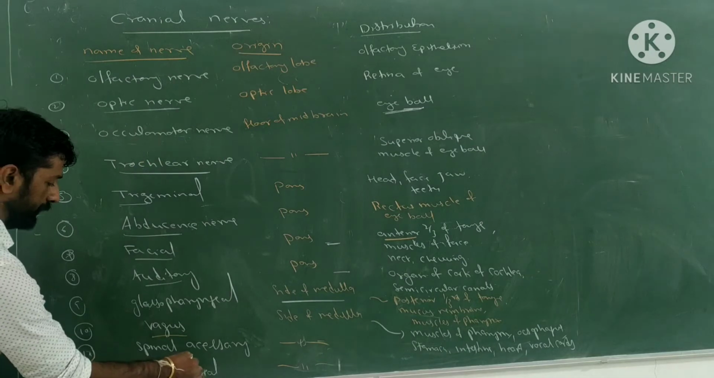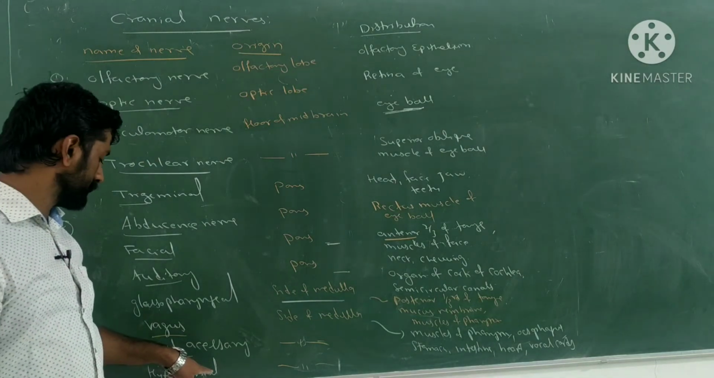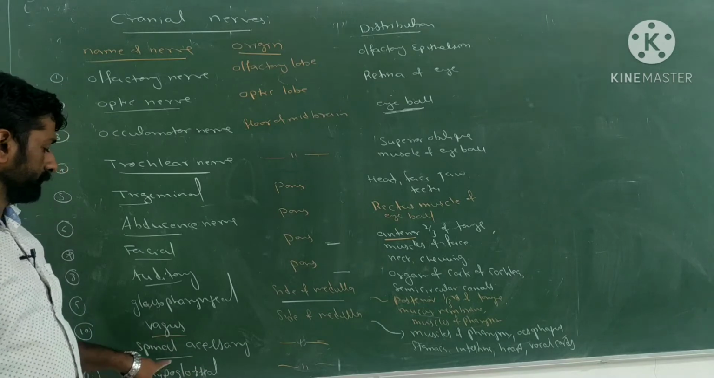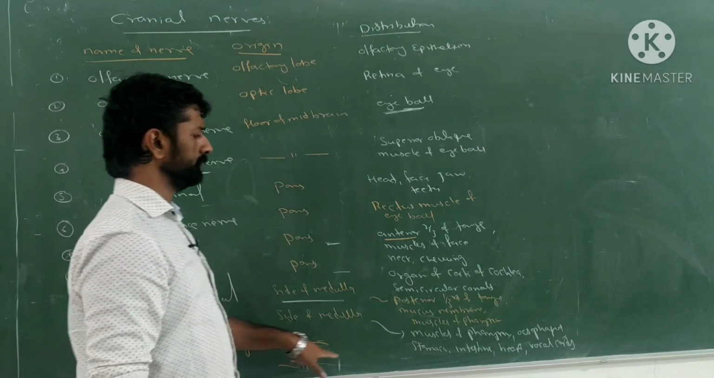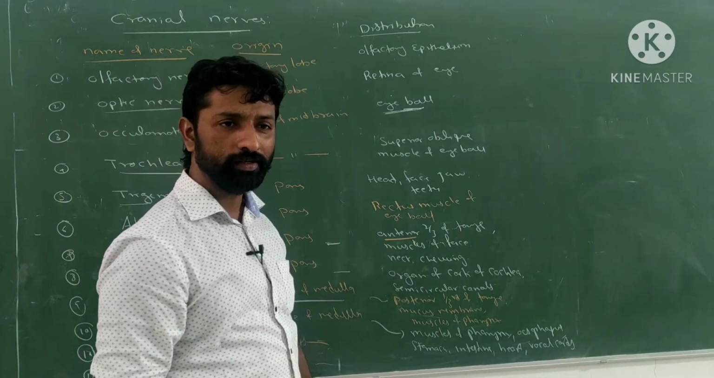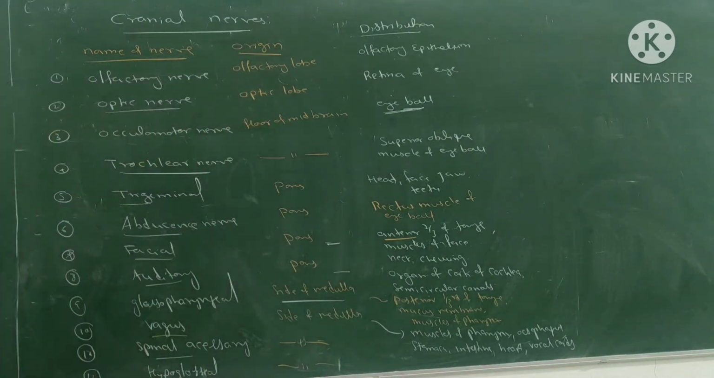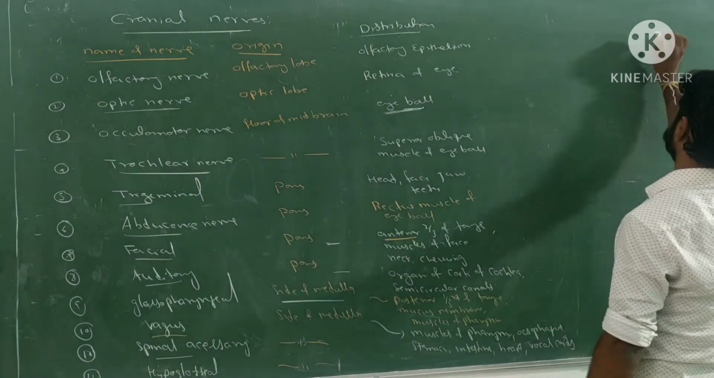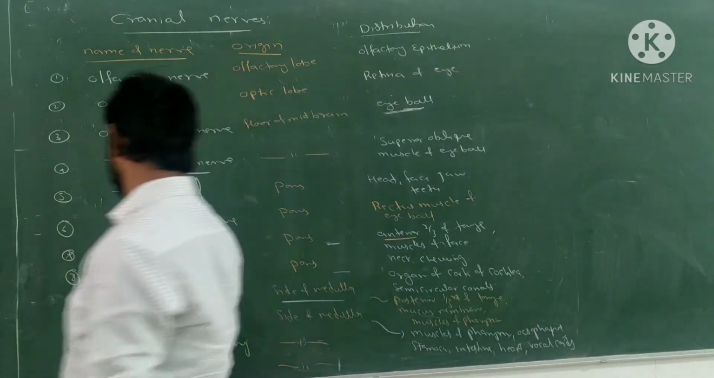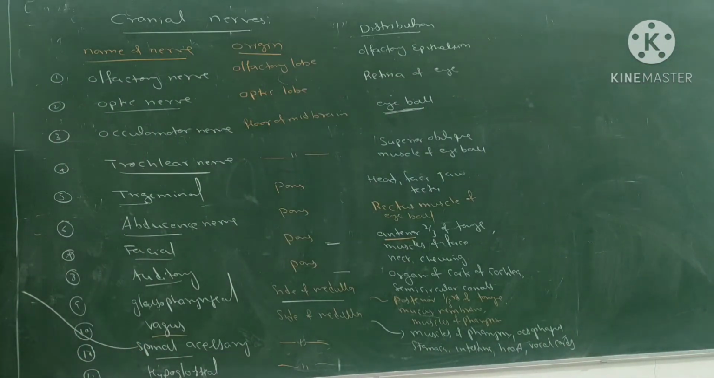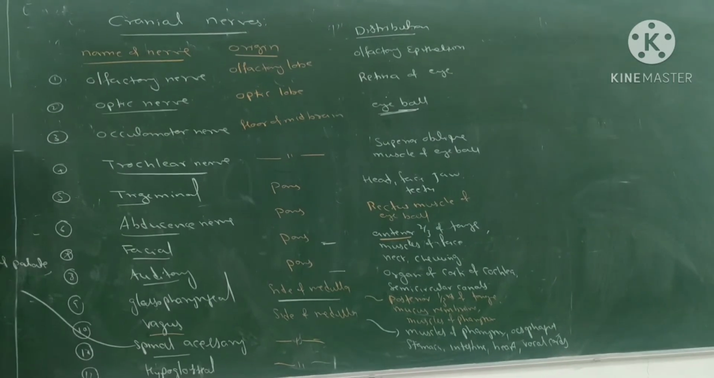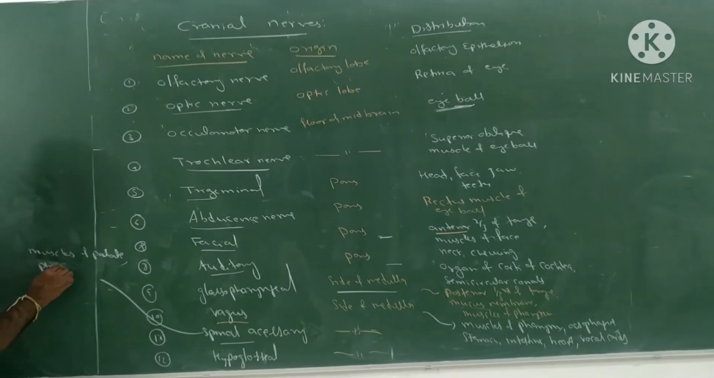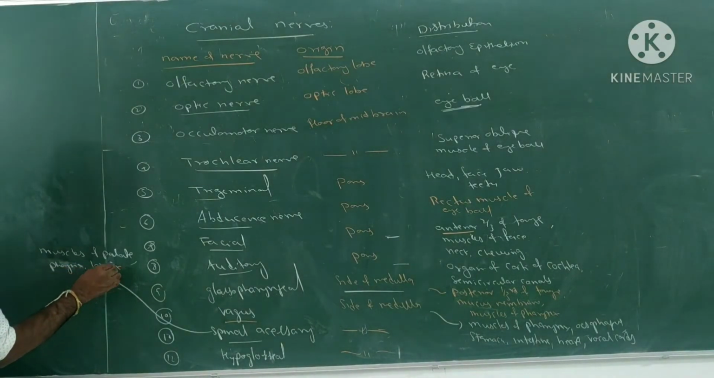Next is the spinal accessory. The spinal accessory is controlling which parts of the body? Muscles of the palate. Okay, so let's write that for the spinal accessory. So these are controlling the muscles of the palate. Next is the pharynx and larynx. Pharynx as well as larynx.